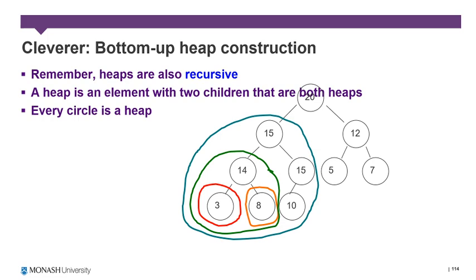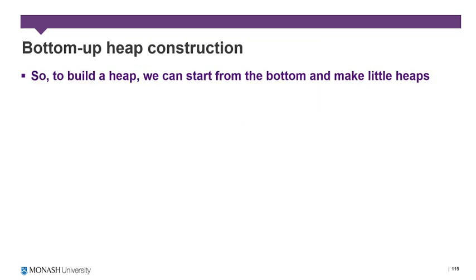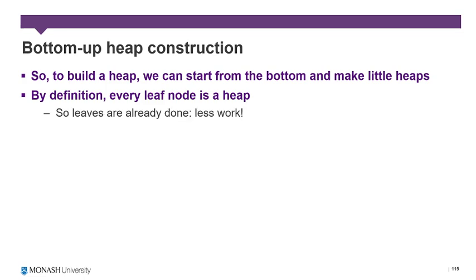Remember, heaps are also recursive. A heap is an element with two children that are both heaps. Every circle is a heap. Obviously there's more in this diagram, but each of these nodes and this subtree and this one here are all heaps themselves. They both maintain the principle that they're complete and in the correct order. So to build a heap, we can start from the bottom and make little heaps. By definition, every node is a heap, so leaves are already done, less work.